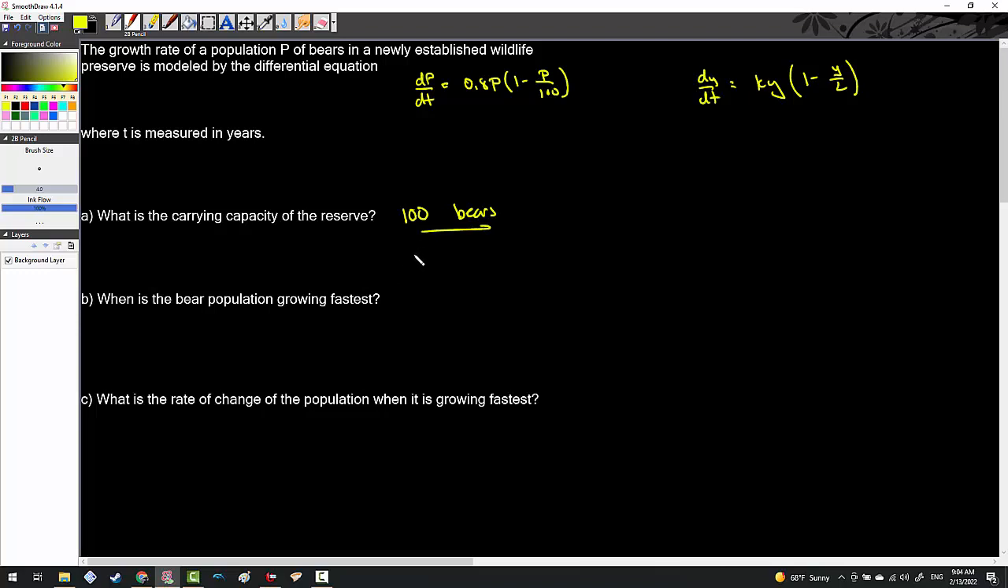When's the bear population growing fastest? Well, we talked about that when we came to second derivative, right? 50 bears. When the population is 50 bears, that's when it's going to be growing fastest.